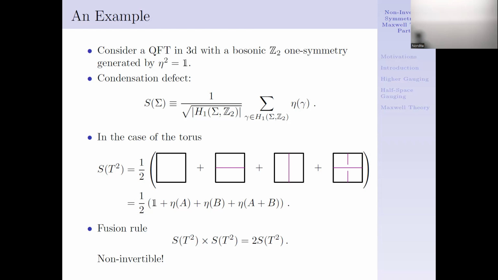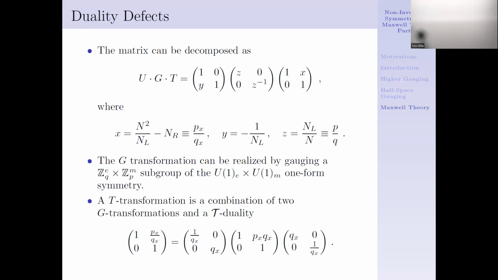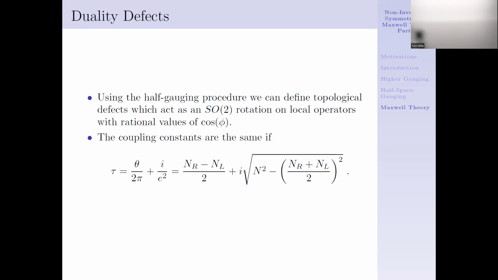Did I understand correctly that the final non-invertible symmetry reconstructed by alpha gauging acts on F and star F as an SO(2) rotation on F? Yes. But why does this not violate the flux quantization?